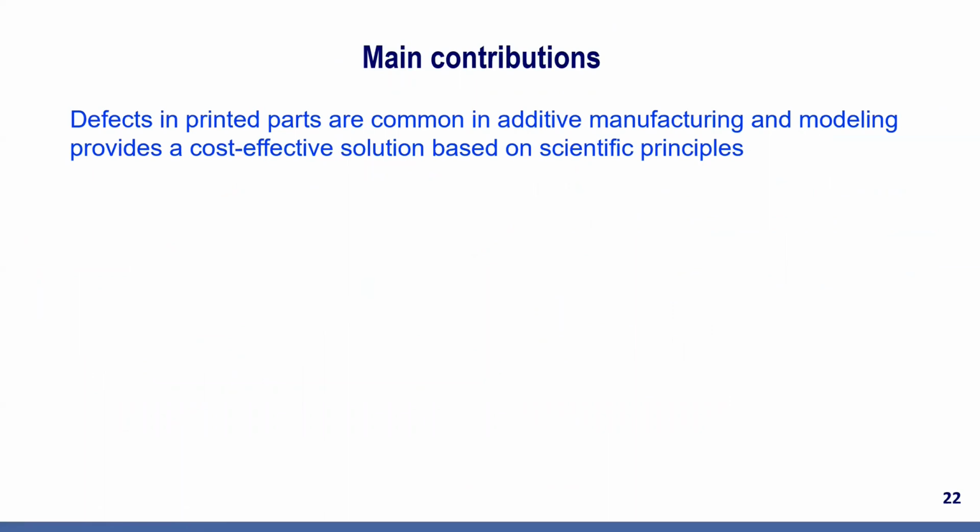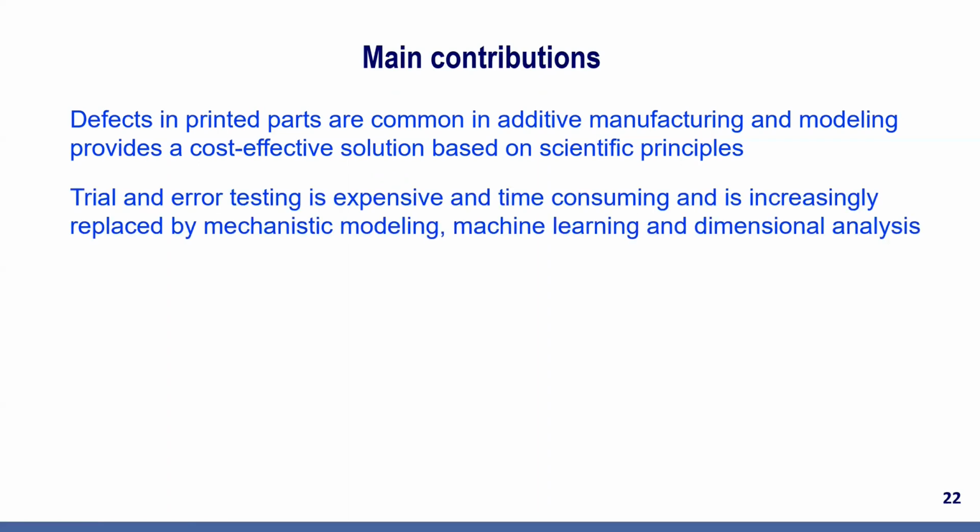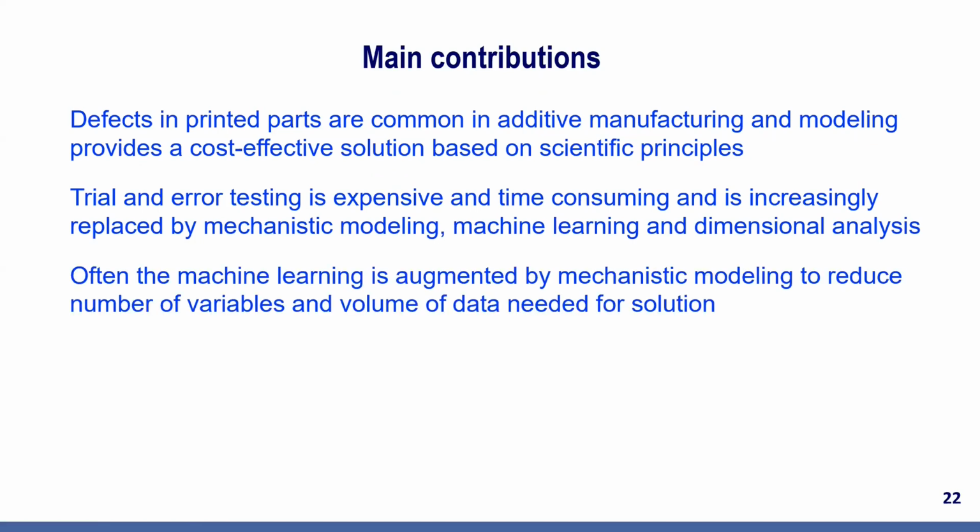Defects in printed parts are very common, and we discussed four types of defects: the lack of fusion void, the balling, the surface roughness, and residual stress. Modeling provides a very cost-effective solution based on scientific principles and without the need to do many trial and error experiments. Empirical trial and error experiments are expensive and time-consuming, and they are increasingly replaced by mechanistic modeling, machine learning, and dimensional analysis. Often the machine learning is augmented by mechanistic modeling to reduce the number of variables and lower the volume of data needed for the solution.